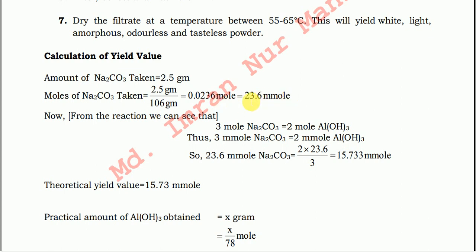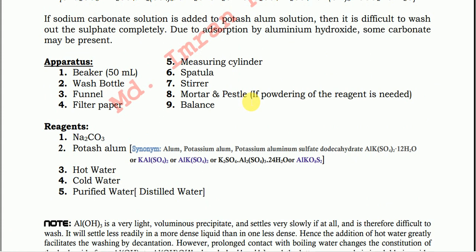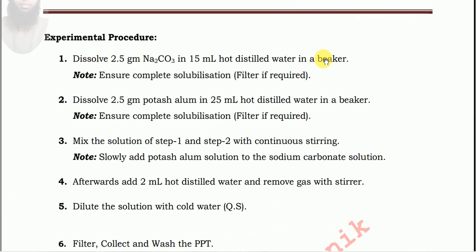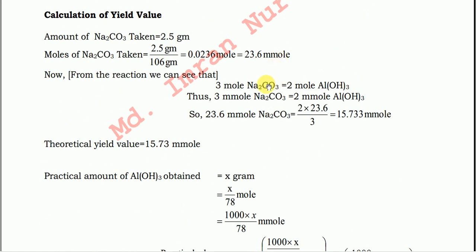Okay, now let's move on to the reaction. You can see that from the reaction, 3 moles of sodium carbonate reacts with 2 moles of potassium alum and produces 3 moles of sodium sulphate, 1 mole of potassium sulphate, and 2 moles of aluminum hydroxide gel. So 3 moles of sodium carbonate produces 2 moles of aluminum hydroxide gel. That means 3 moles of sodium carbonate is equal to 2 moles of aluminum hydroxide.